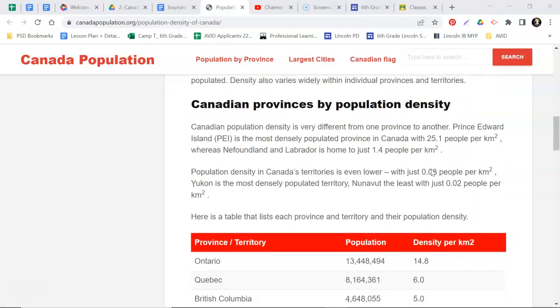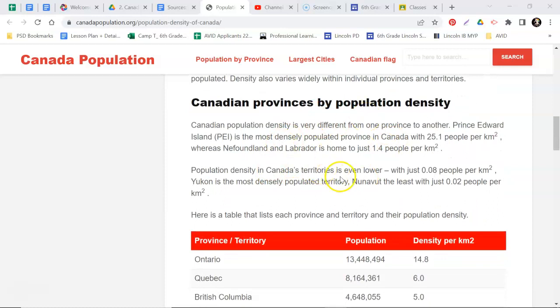Okay, so I'm actually going to skip this. Well, no, I'll go ahead and read it. Canadian provinces by population density. Canadian population density is very different from one province to another. Prince Edward Island is the most densely populated province in Canada with 25.1 people per square kilometer, whereas Newfoundland and Labrador is home to just 1.4 people per square kilometer.